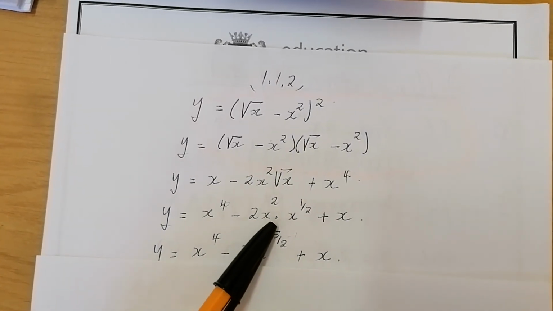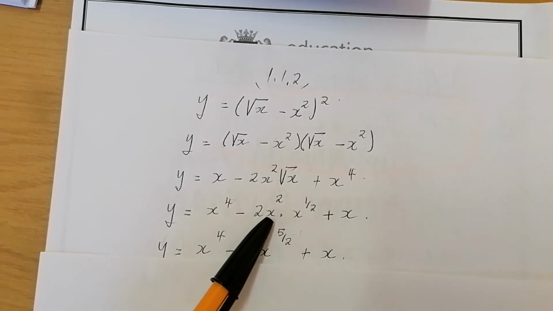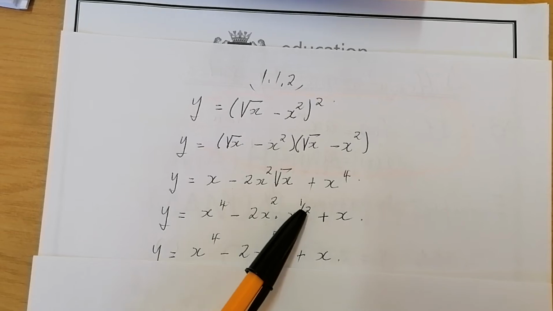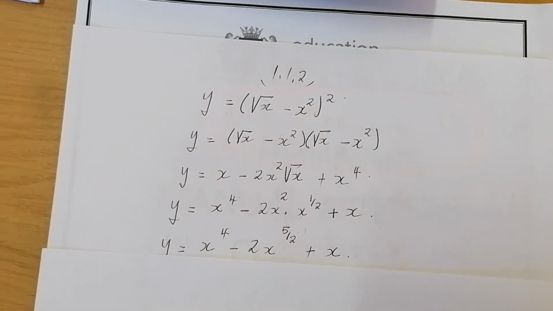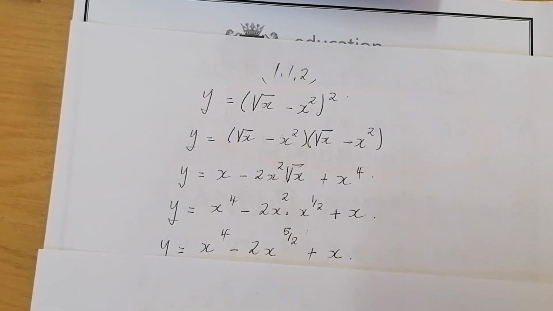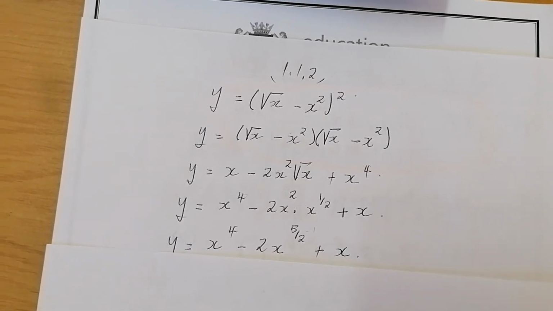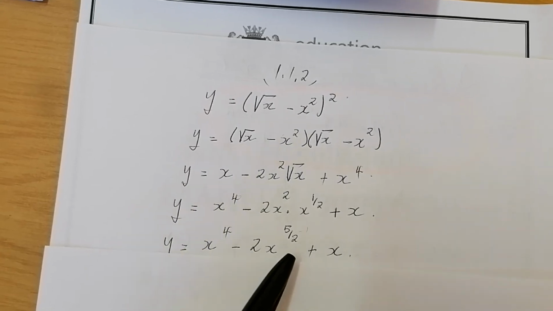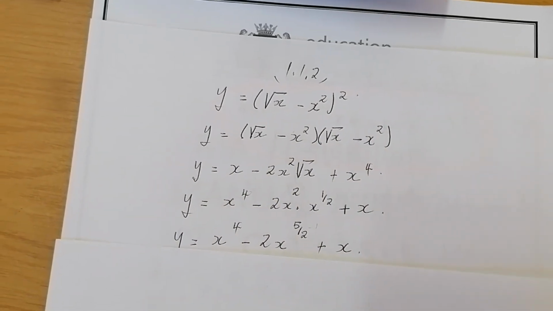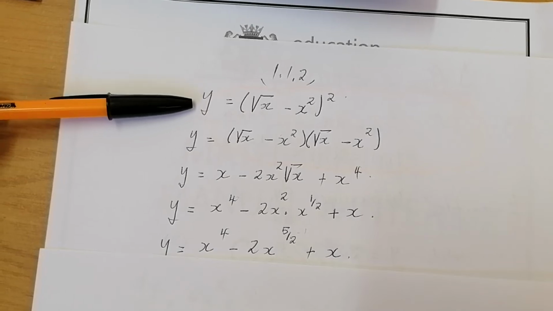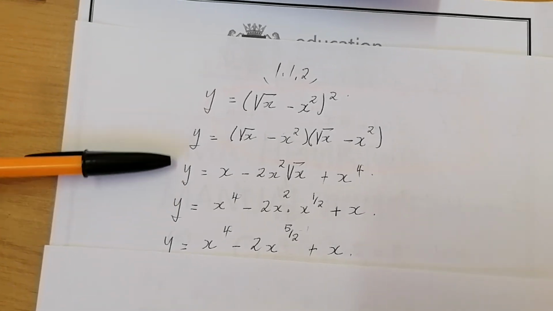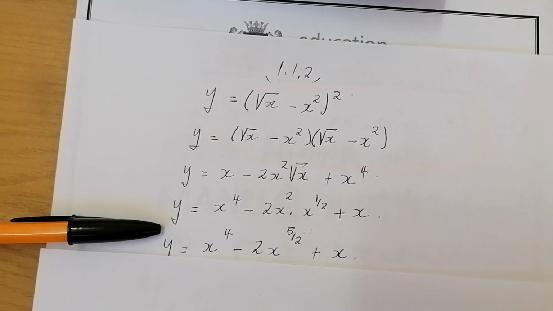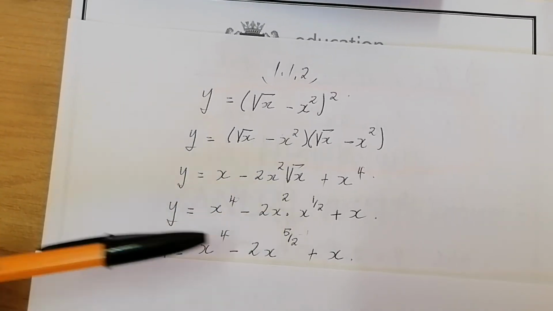Remember, when we multiply powers with the same base, we add exponents. 2 plus half is 2.5, which is 5 divided by 2. Now, if you look at this function, it has been simplified, it can now be differentiated. Look at how I wrote that. There's nowhere where I am implying that I have differentiated, whereas I did not.